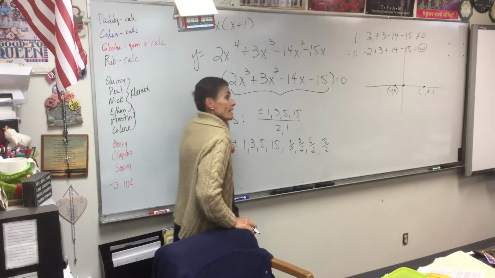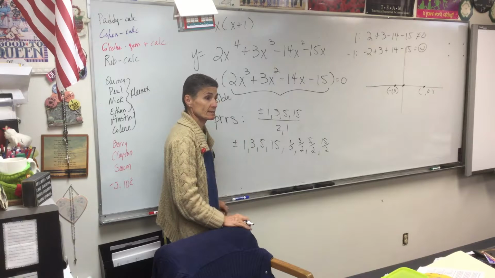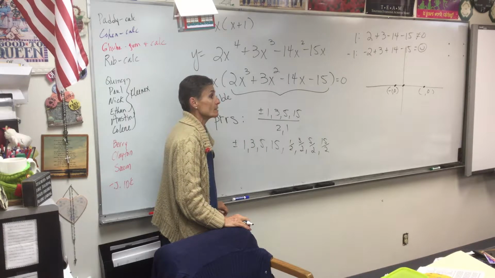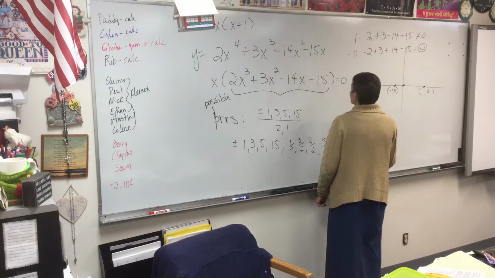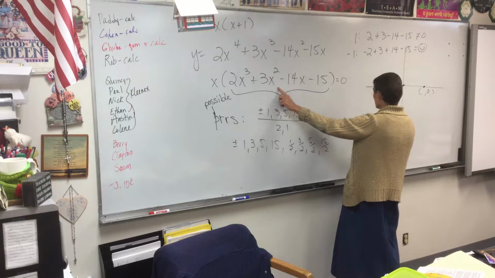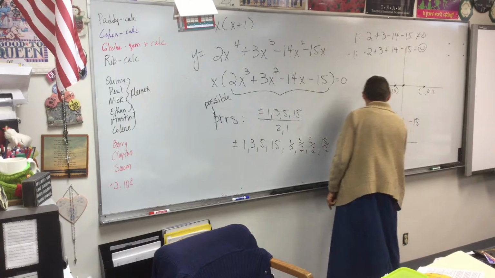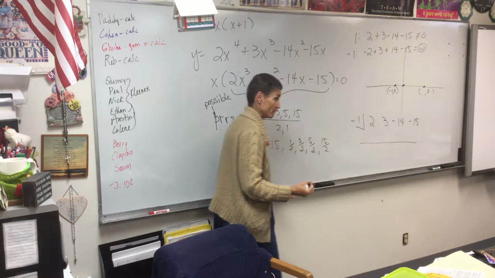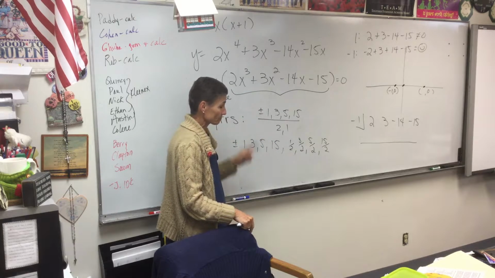So what's my next step now? I guessed and I found one that worked. What's my next step? Divide it out. Divide it out. And when I divide, I'm dividing out of here. So I'll go through this one more time, and this is another thing, that if you don't know how to do this, you got to get in here. I'll do it one more time.